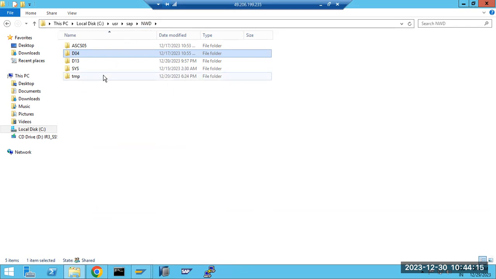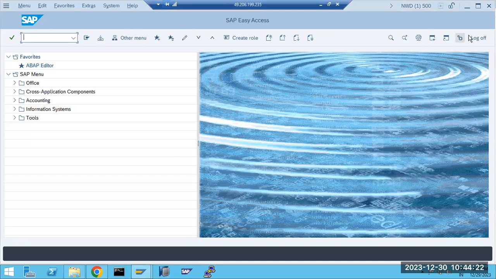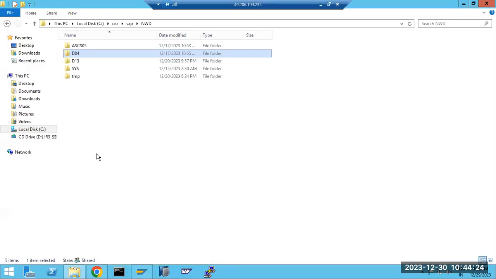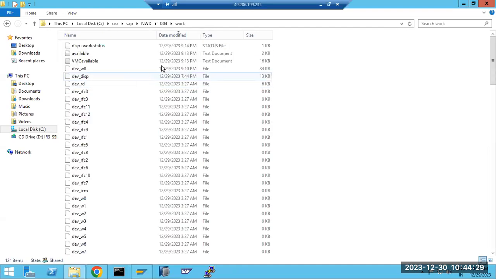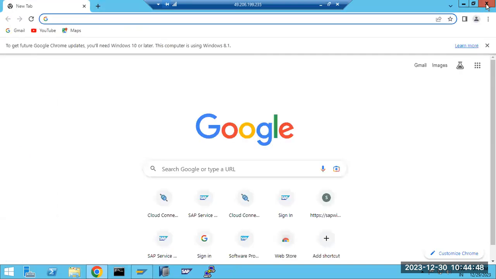So these are about the file system structure. If SAP is not starting or has any issues, the work directory is our common repository to check the issues. You have to come to the work directory and open the log files with the most recent timestamp, then check what is happening with the system, why it is not responding, and why it is slow. That type of investigation we can do here. That is the main aim of the work directory log files.